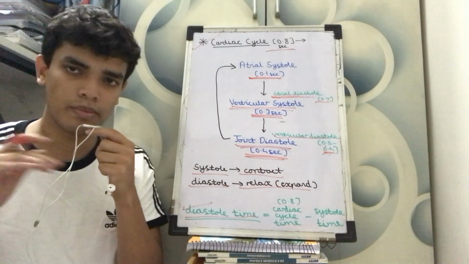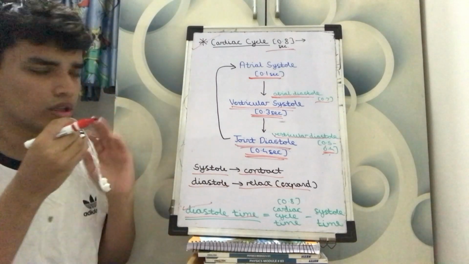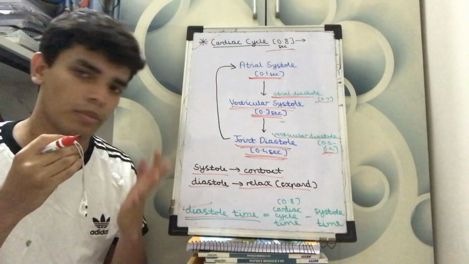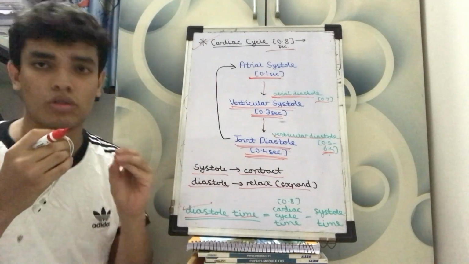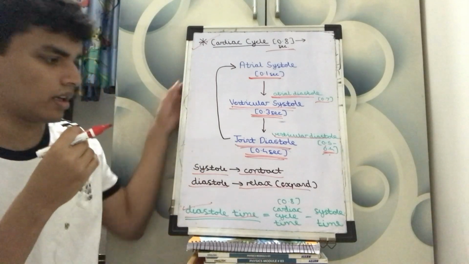So this is basically how the cycle works. You can note it down, you can revise it multiple times, you will remember it. Now let's go into the actual atrial systole, and we will see everything that happens in it.